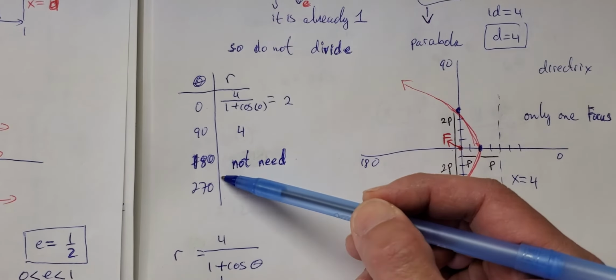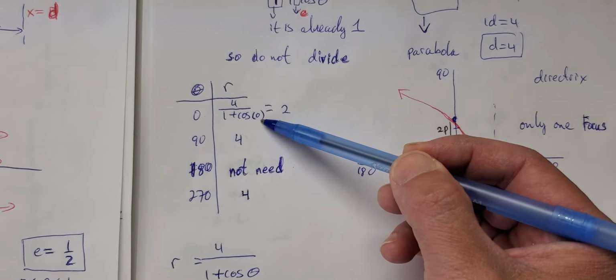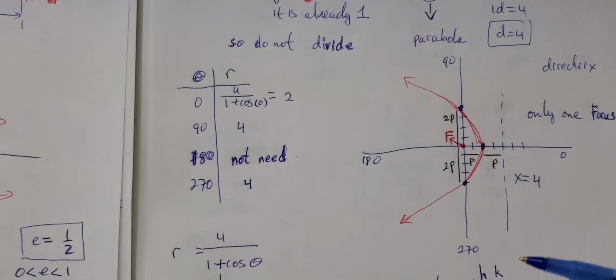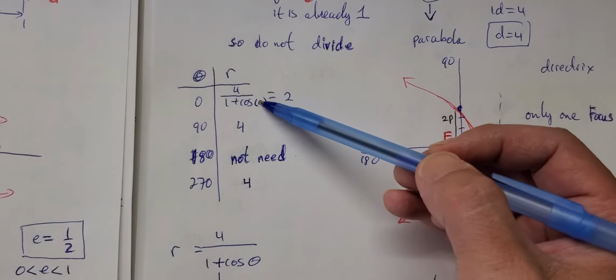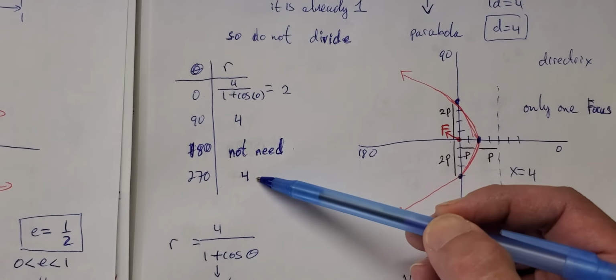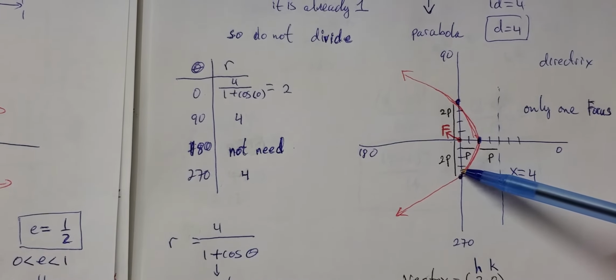So move on to 270. Put 270 in, cos 270, which is 0. 1 plus 0 is 1. 4 divided by 1 is 4, which is here.